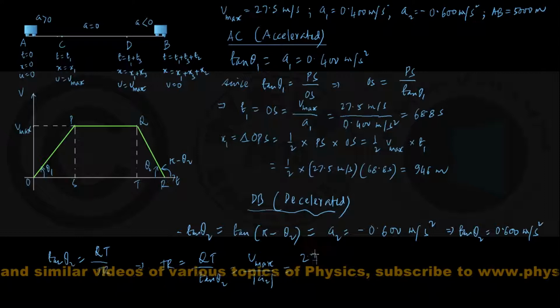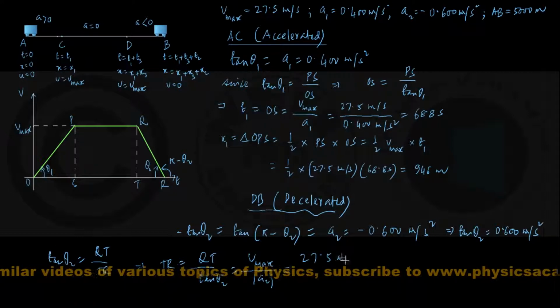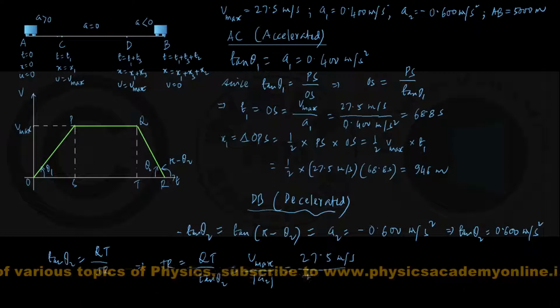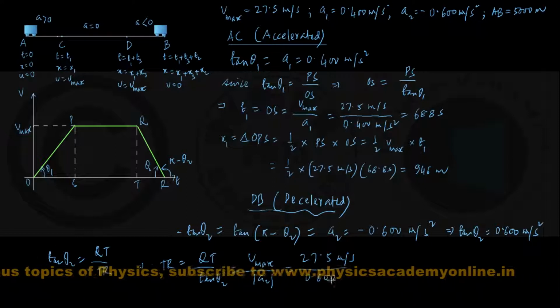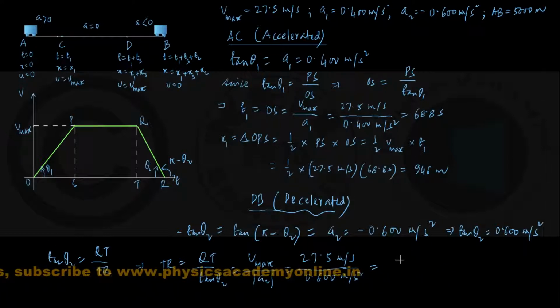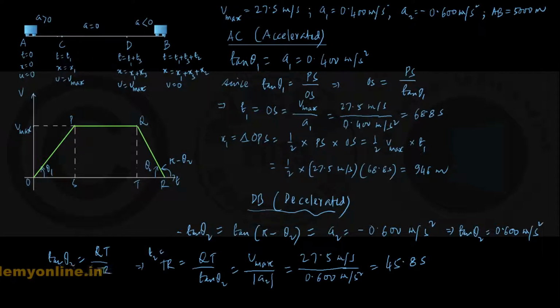Putting the values now, 27.5 meter per second. Modulus of A2 just now noted to be 0.600 meter per second square. Complete the calculation to show that this TR represents a time of 45.8 seconds. Remember, this TR is equal to T2, that explained to be the time of travel from D to B.